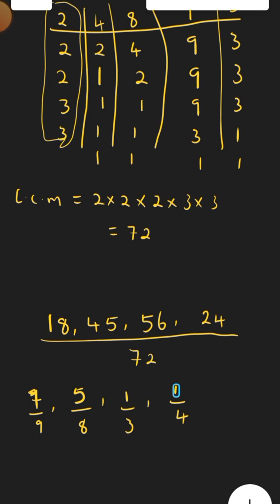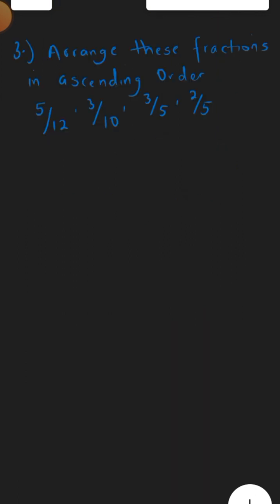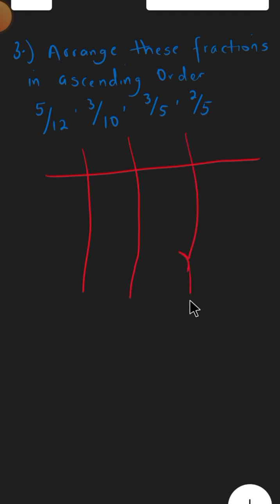Very, very simple. Alright, arrange these fractions in ascending order. This is the last example for this tutorial video. So as usual, we are going to find the LCM of the denominators. We're going to do it together. We have 12, we have 10, and this is 5, this is 5. So we can use 2 for starters.